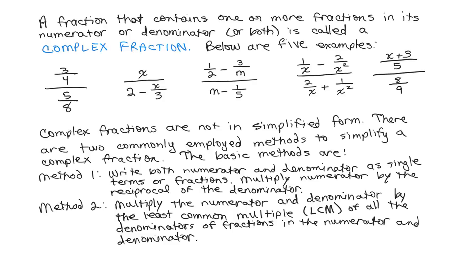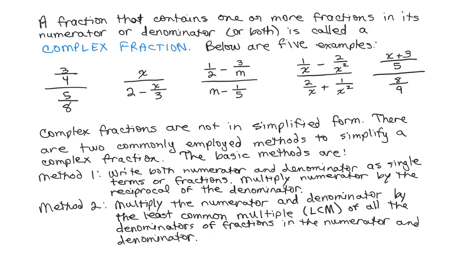The only one in the examples above where you already have the numerator and denominator written as a single term or fraction is the very first one. We have just a single fraction in the numerator, 3/4, and a single fraction in the denominator, 5/8. All of the rest of them are not in that form. If you look at the fourth example, 1 over x minus 2 over x squared in the numerator, there are two fractions in that numerator separated by a subtraction sign. So that's not a single fraction. And in method 2, you don't need to have it in the form of the very first example up here.